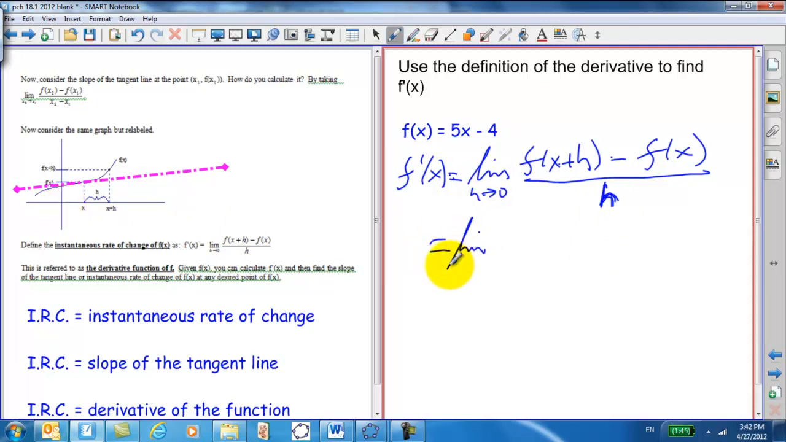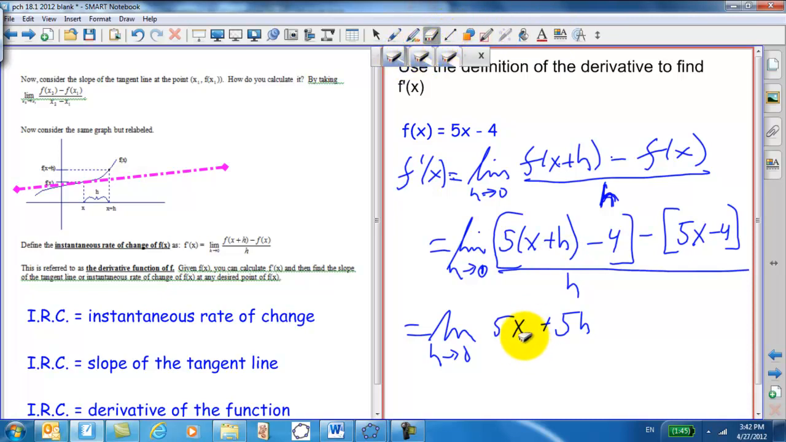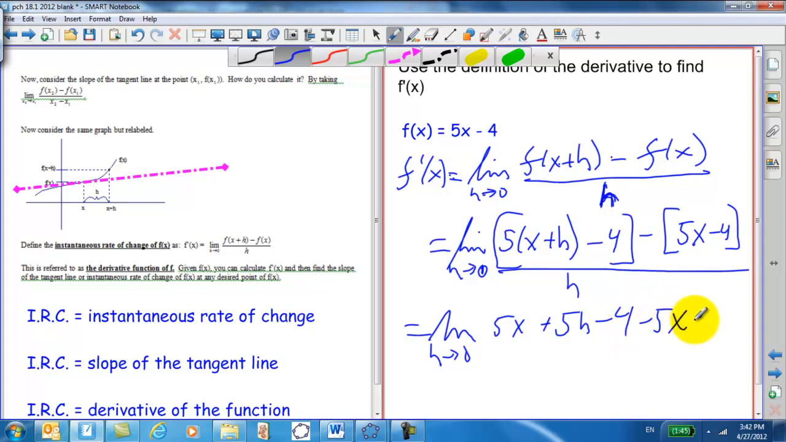Watch out substituting in here. For f of x plus h, you put the x plus h in for x. So it's 5 times x plus h minus 4. All of that is f of x plus h, minus f of x, which is 5x minus 4, all over h. So we get the limit as h goes to 0 of 5x plus 5h minus 4 minus 5x plus 4 all over h.